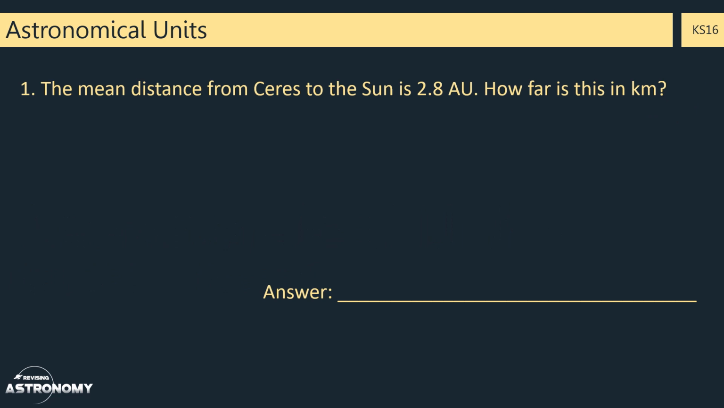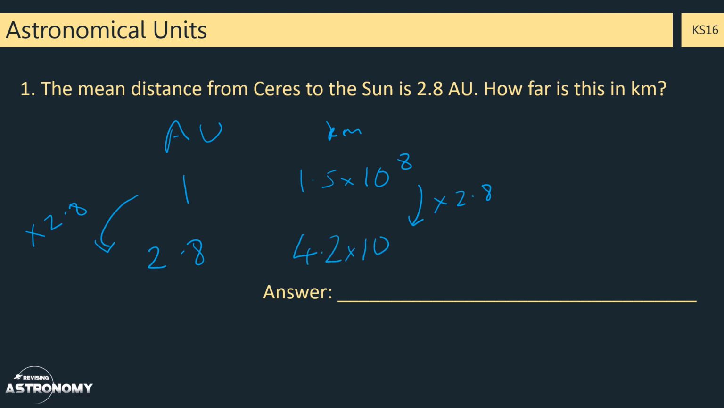The mean distance from Ceres to the Sun is 2.8 astronomical units. How far is this in kilometres? So we know that 1 astronomical unit is worth 1.5 times 10 to the 8 kilometres. Here we're trying to do 2.8 astronomical units. To go from 1 to 2.8, we multiply by 2.8. So we need to do the same on this side, which would give us 4.2 times 10 to the 8. So the answer is 4.2 times 10 to the 8 kilometres.